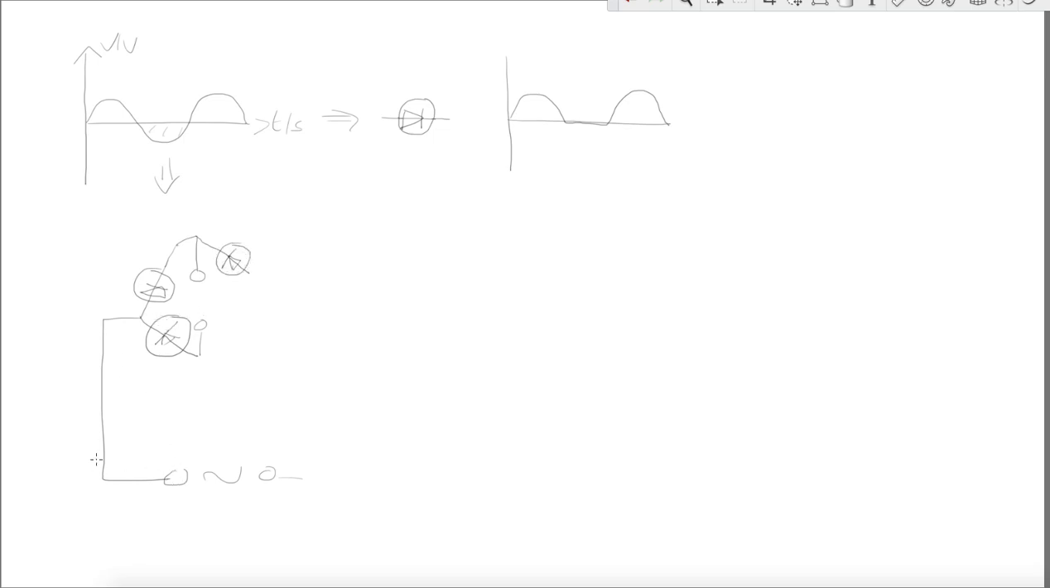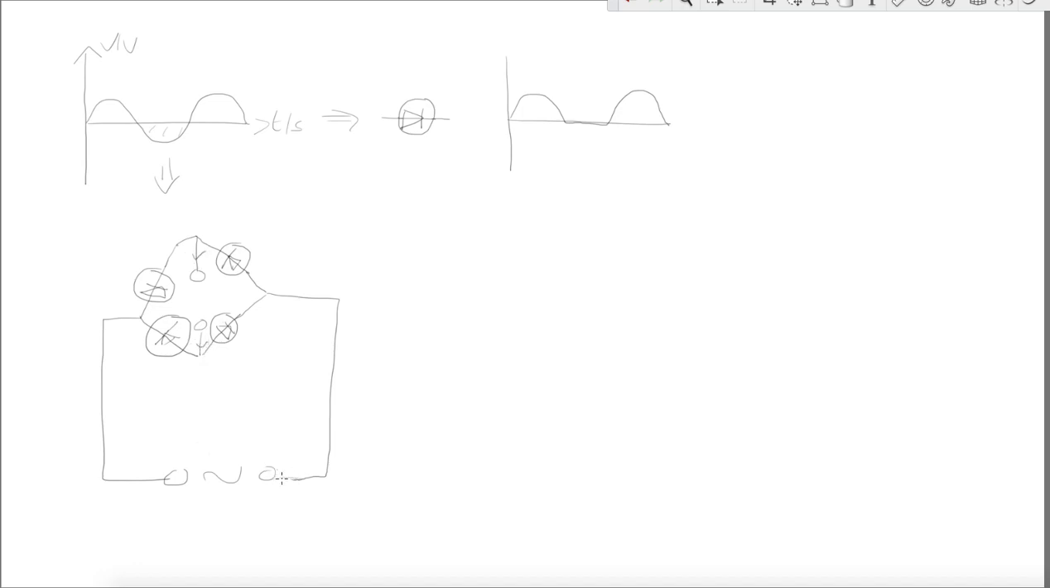So it comes up here, goes this way, can't go that way, can't go that way, comes down here, and then comes out here. So there we have our first half cycle. We have the current flowing that way.